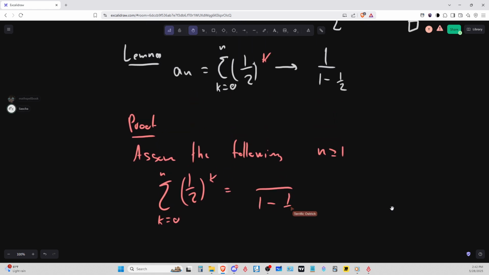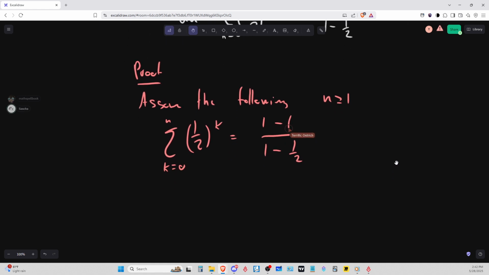It's 1 minus 1/2. And if I remember correctly, this should be 1 minus a half exponent n, I think? Let me double check. Oh, there's a +1, I'm sorry.